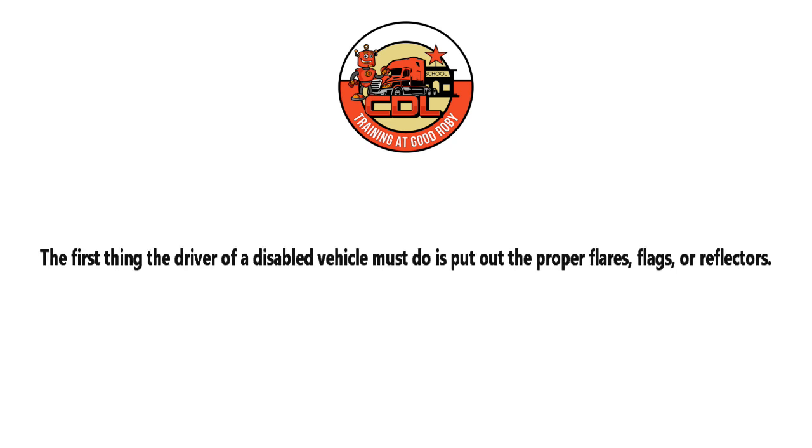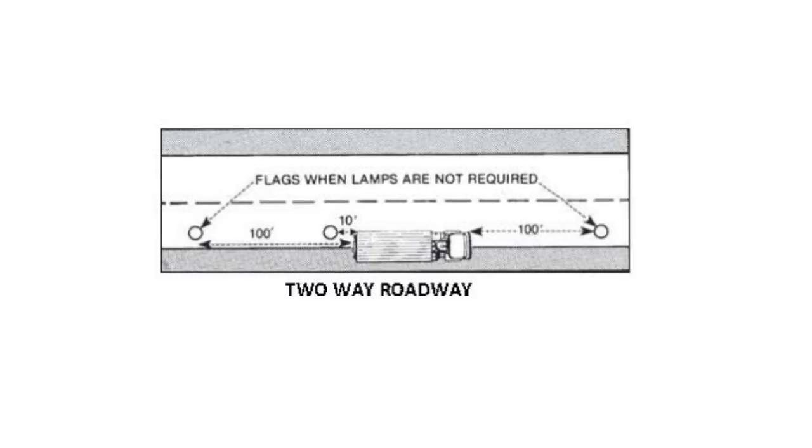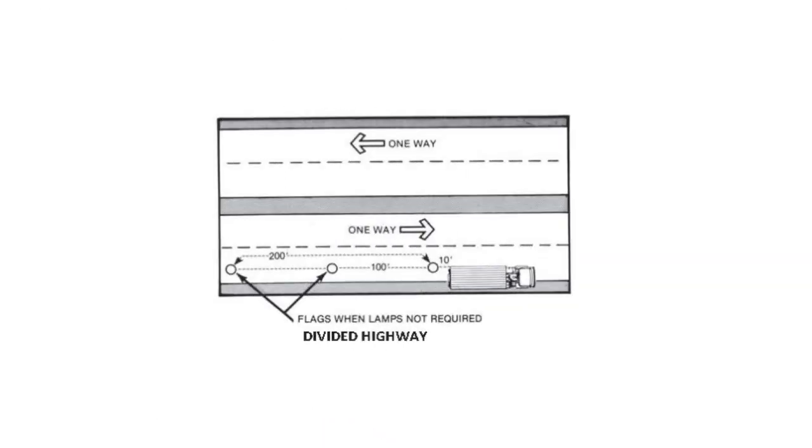The first thing the driver of a disabled vehicle must do is put out the proper flares, flags, or reflectors. This is how we put flares or reflectors on a 2-way roadway. One goes 100 feet in front of the vehicle, another goes 10 feet back, and the third goes 100 feet back from the vehicle.